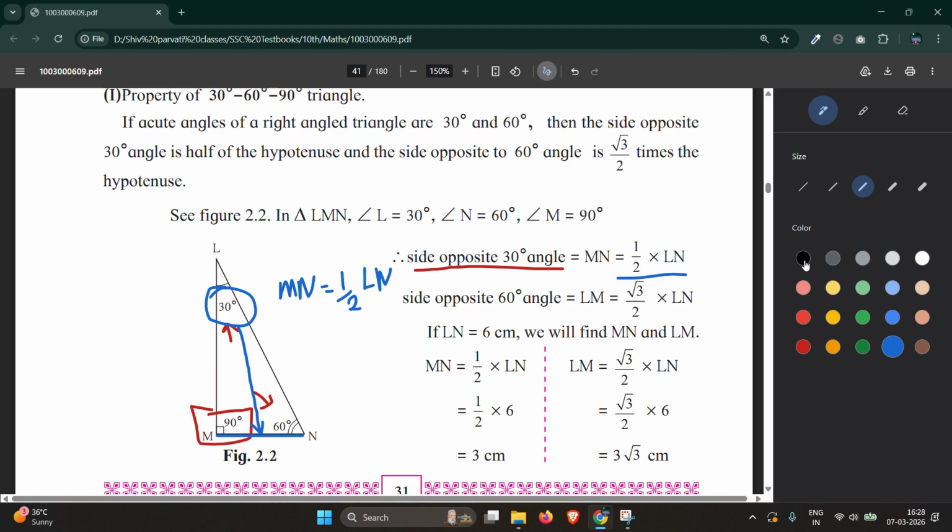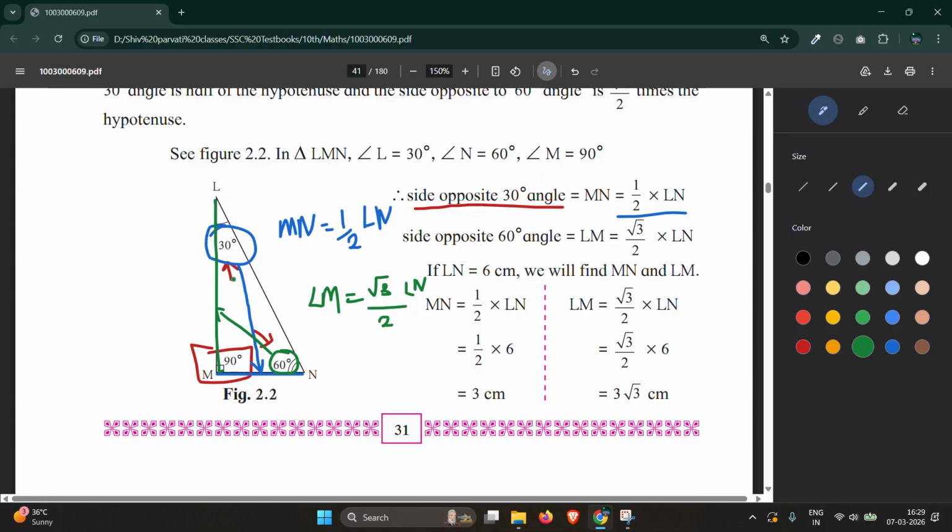And the side which is opposite to the 60-degree angle, this is the 60-degree angle over here, and this is the side opposite to that. So this side over here, which is LM, is going to be root 3 by 2 times LN. And why is that so?